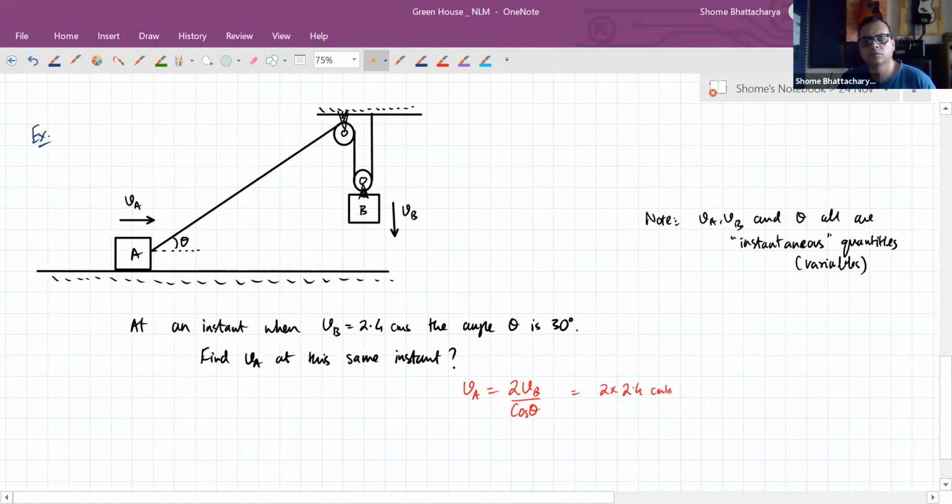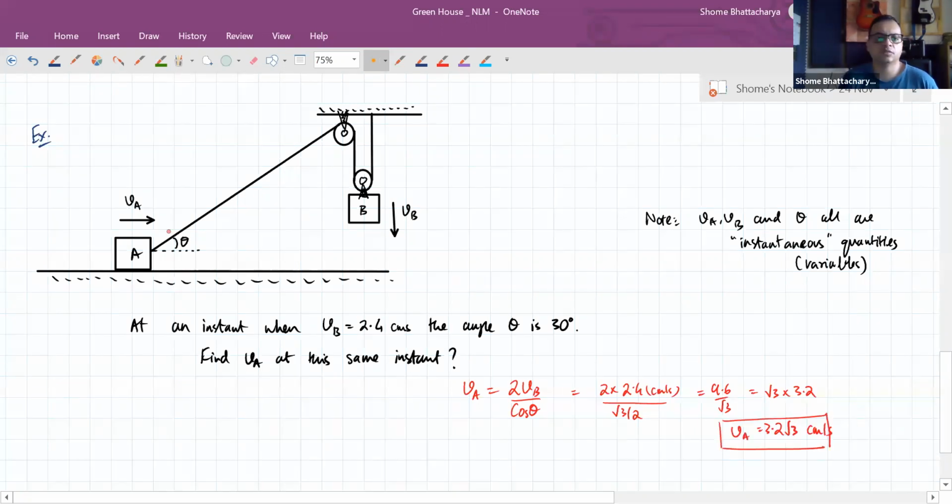2 times 2.4 divided by cos 30, that is root 3 by 2. So you can also write this as 3.2 root 3 centimeters per second. This should be your final answer.